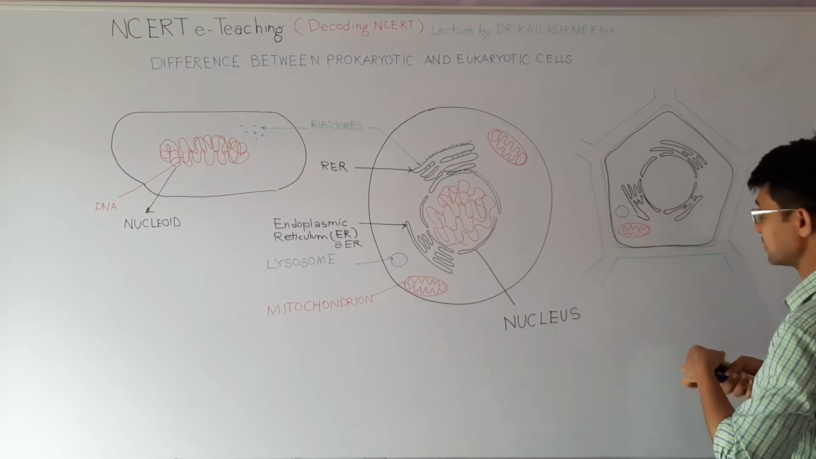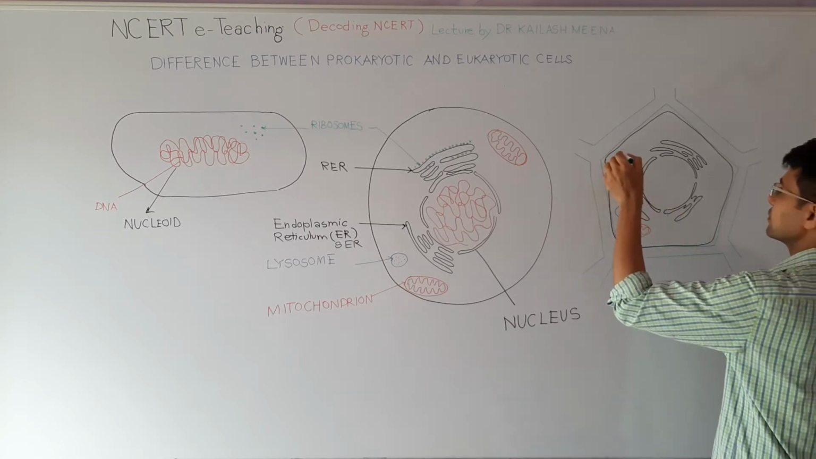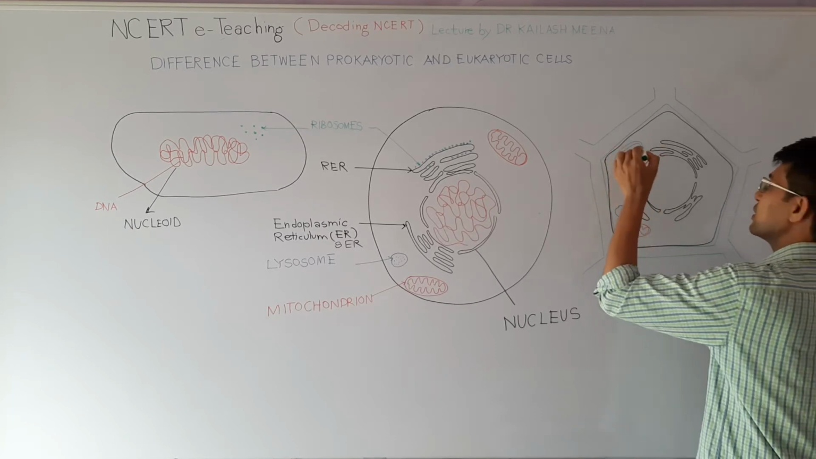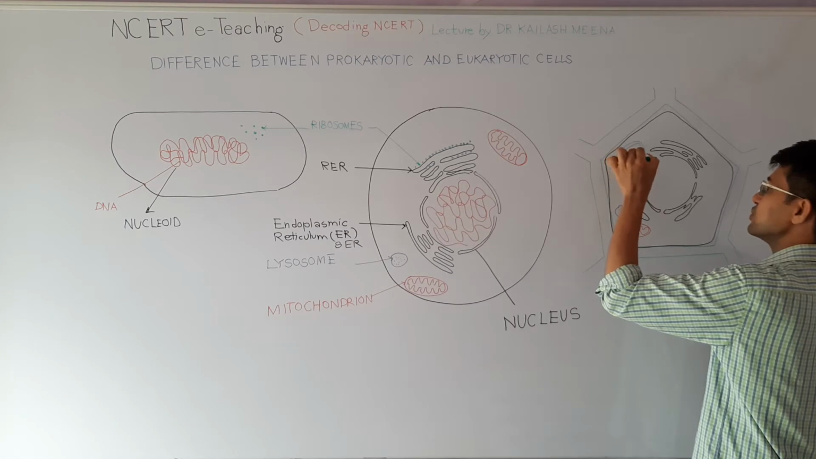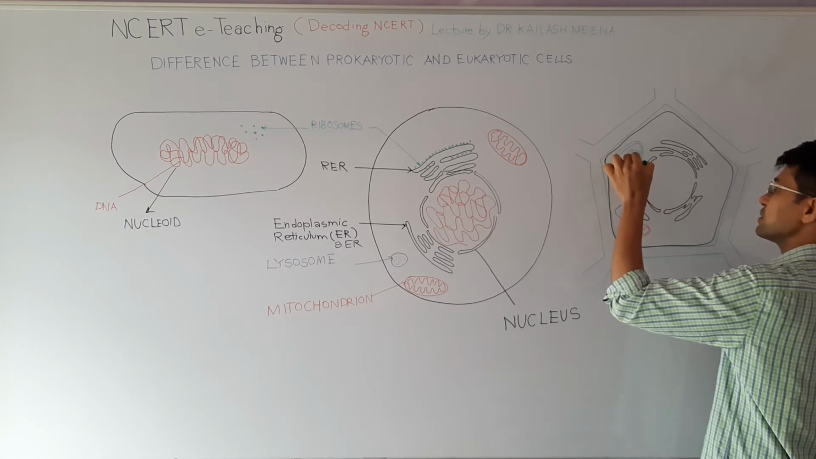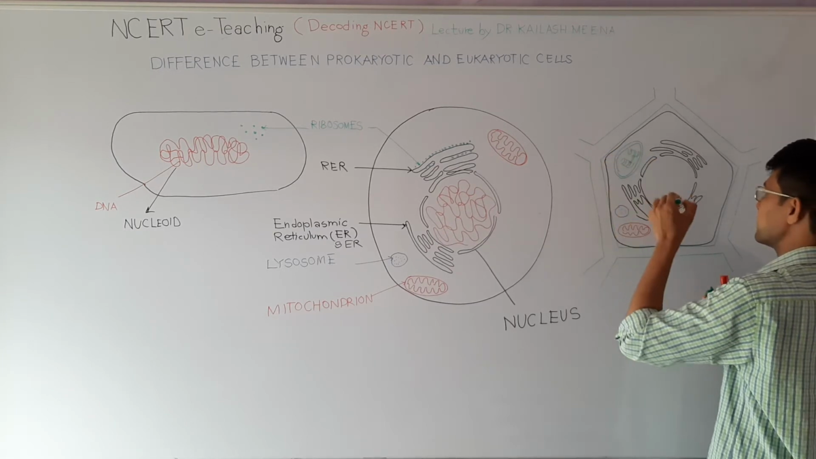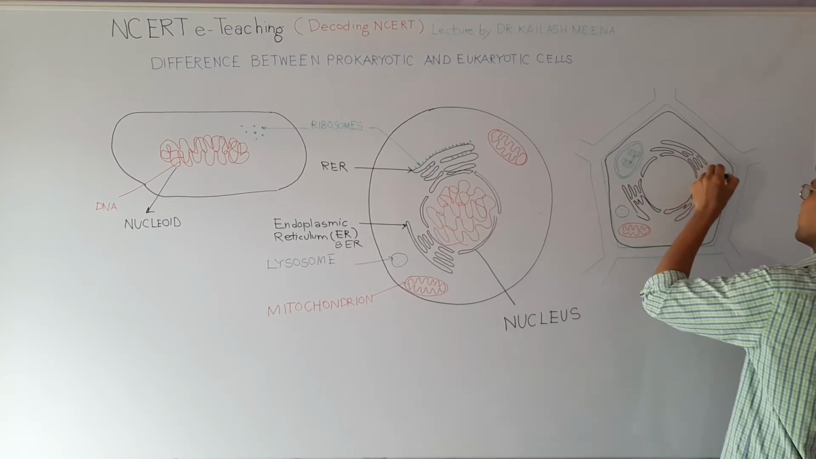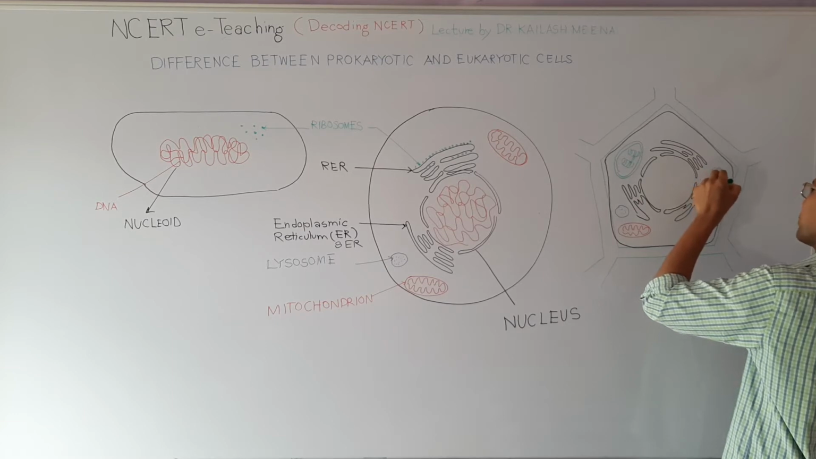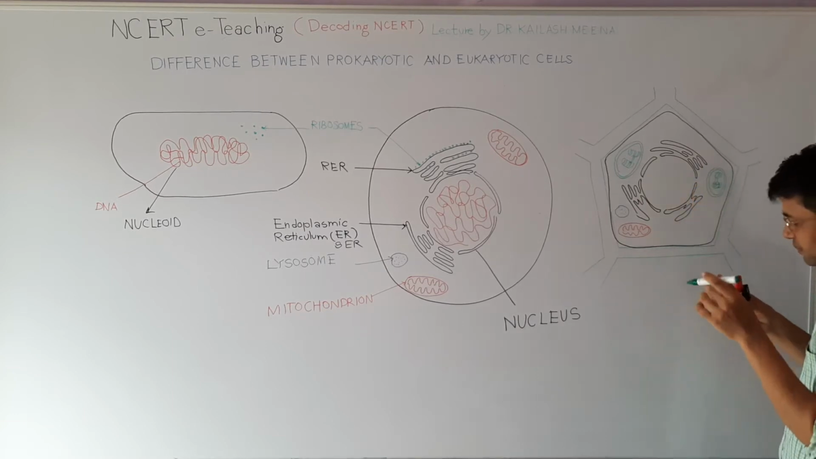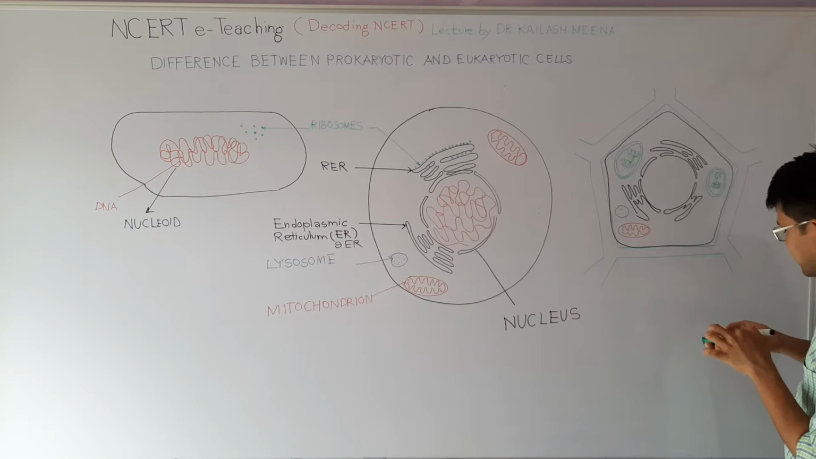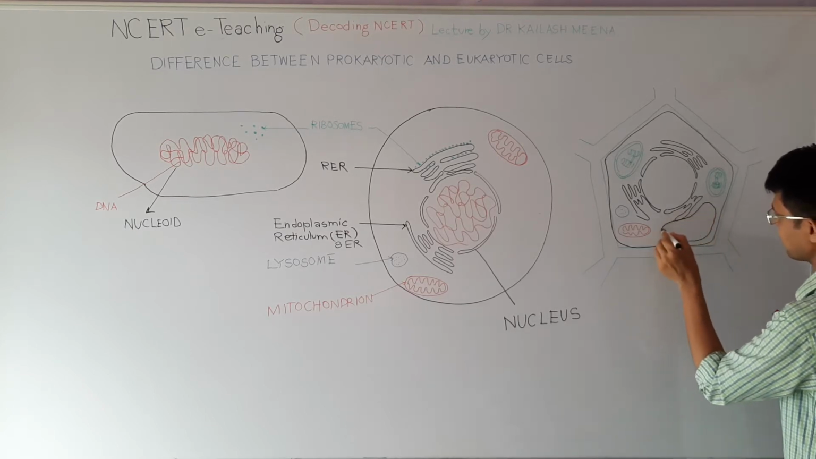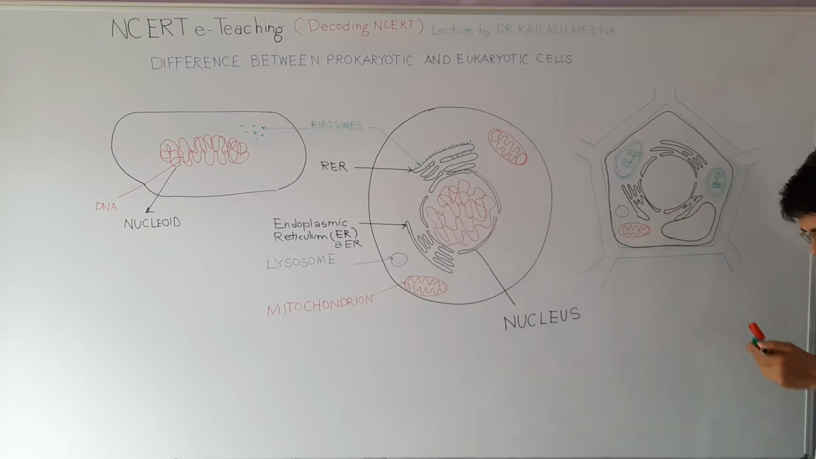One difference is this structure which is called chloroplast. So now you can easily assume that this is a plant cell. Plant cells do have chloroplast. Animal cells don't have any chloroplast or plastids. Chloroplast comes under a big category which is called plastids. Then they have some large vacuoles also. We will discuss that also.